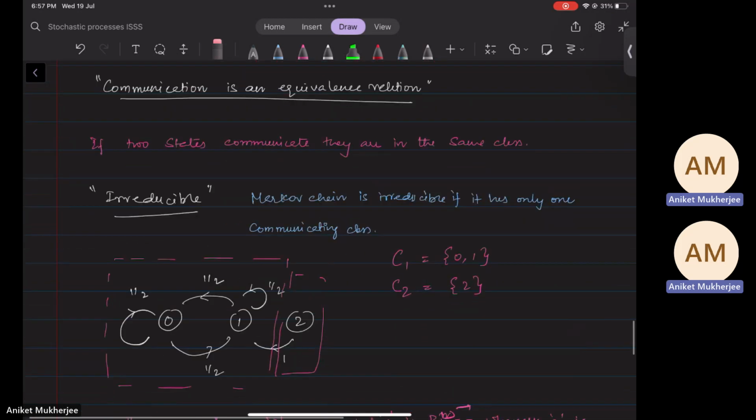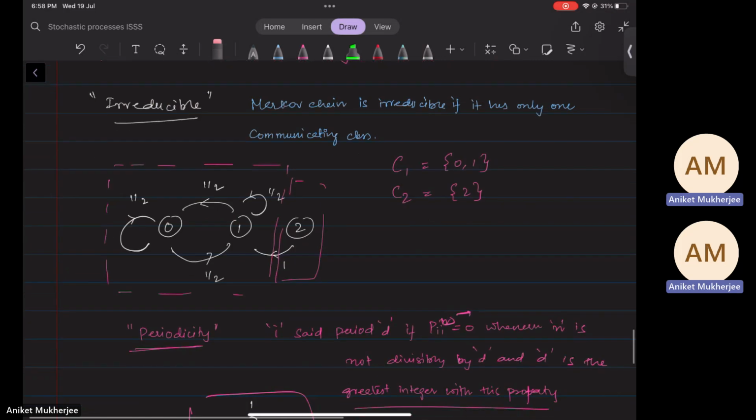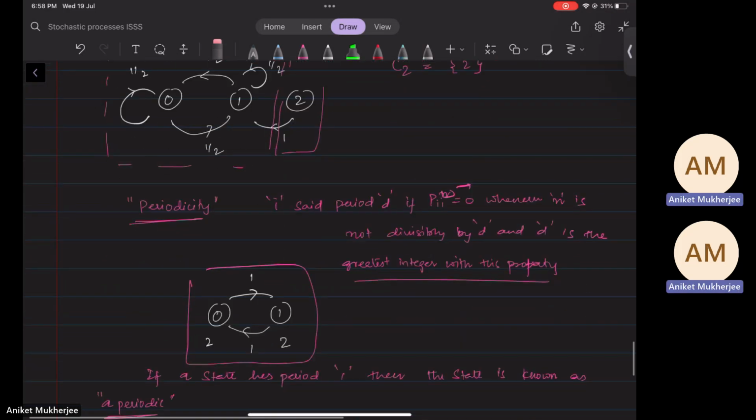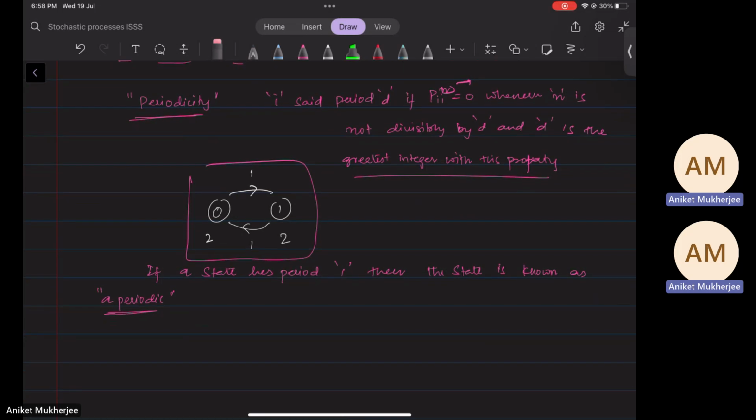Next, we introduced something known as irreducibility. A class is the set of all the states that communicate with each other. If a Markov chain has only one communicating class, then we call it an irreducible Markov chain. There are examples where Markov chains can have different communicating classes. Then we also introduced something known as periodicity of each state. We'll do the rest in the next class.